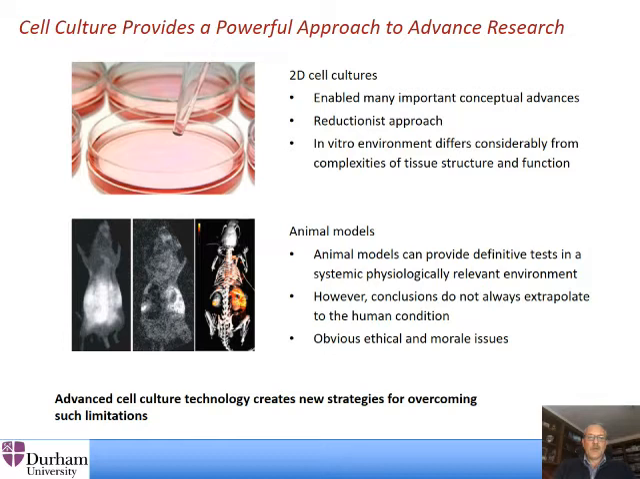Animal models provide a more definitive test in that cells can be studied in a systemic, physiologically relevant environment. However, the conclusions from animal work do not always extrapolate to the human condition. And of course, there are obvious ethical and moral issues surrounding the use of animals in research. So advanced cell culture technologies provide new strategies for overcoming some of these limitations.